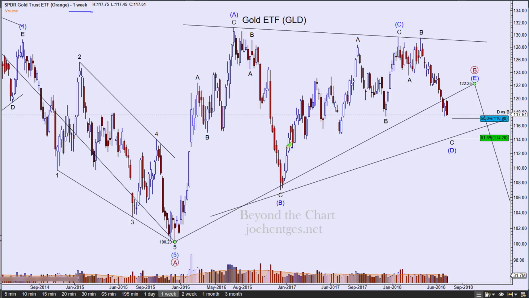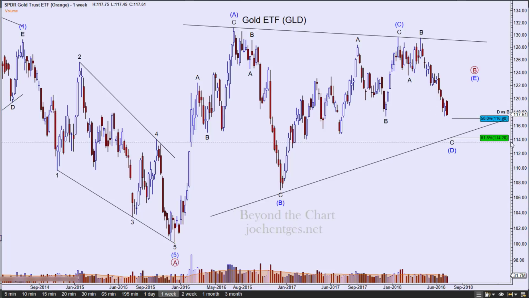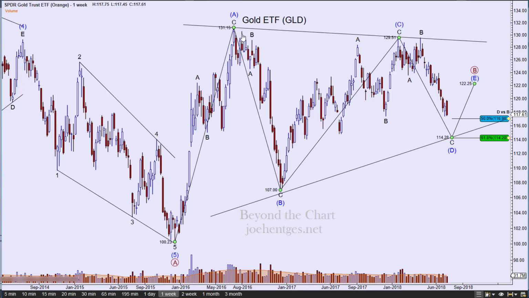And so what I think is really playing out here is this triangular pattern. Let me come back to my mouse and let me get rid of this. Hopefully I can do that. There we go. I'm still trying to figure out the buttons on this thing. So now when I look inside the triangle, A, B, C, D, E, the implications are that D is just a little bit further down in here. My target is 114. Well, how do I get to 114? Well, that just so happens to be 61.8% of B. Okay, so that's a target.